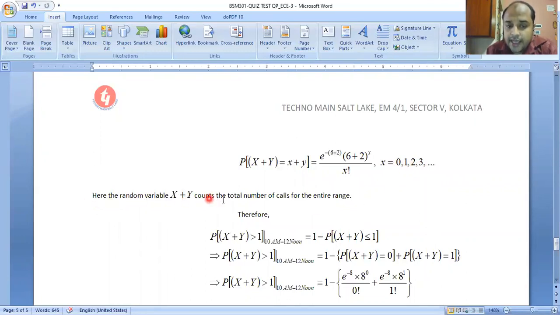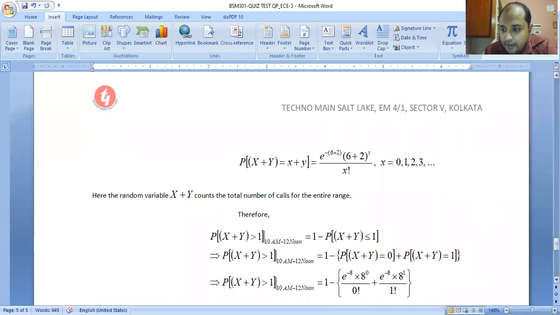So the random variable X plus Y will take the total number of calls during the entire range from 10 a.m. to 12 noon, and you are supposed to find the probability that more than one call will be received by the random variable capital X plus capital Y. It is represented by this expression: probability of X plus Y greater than 1, which is 1 minus probability of X plus Y less than or equal to 1. Discrete case, so two possibilities, 0 and 1. And you put the values. The rest is all right. The main important portion is this one, to add the parameters, if the variables are independent.